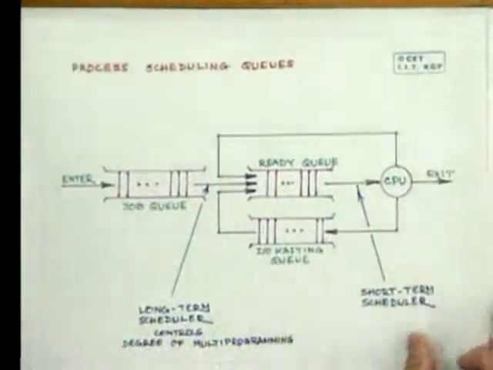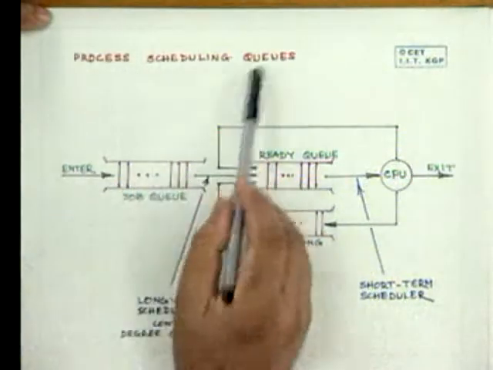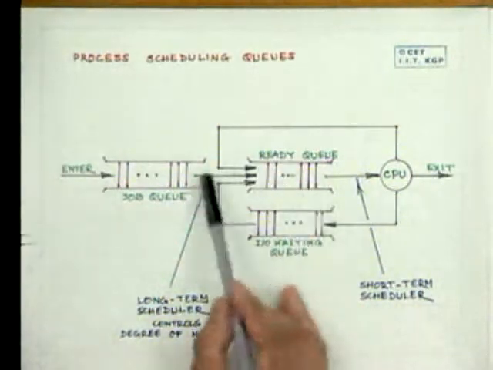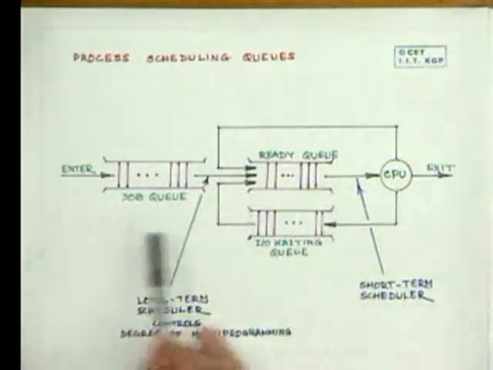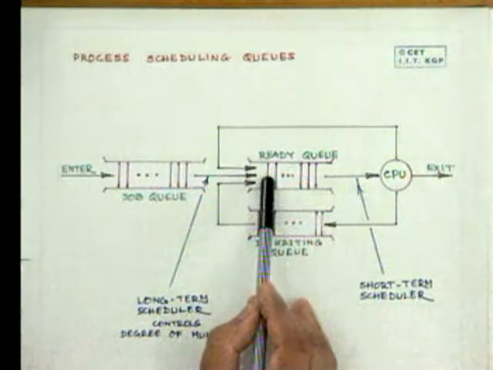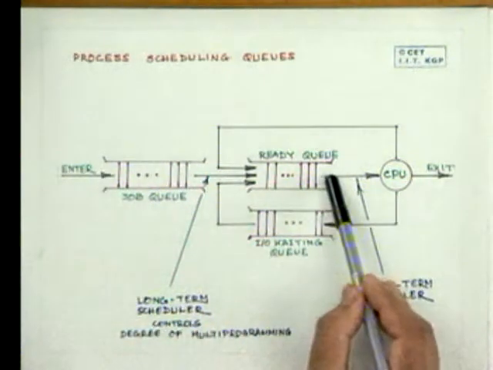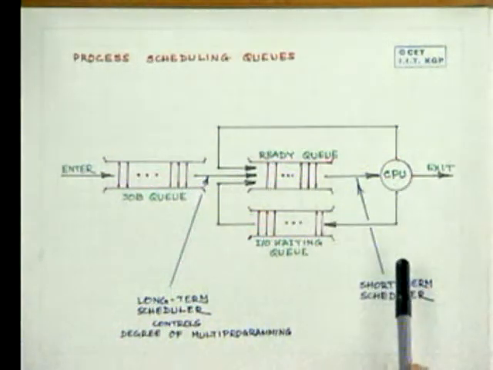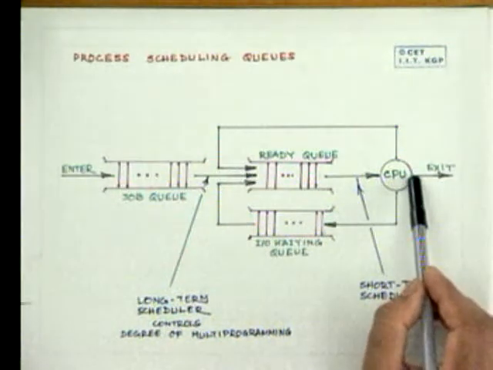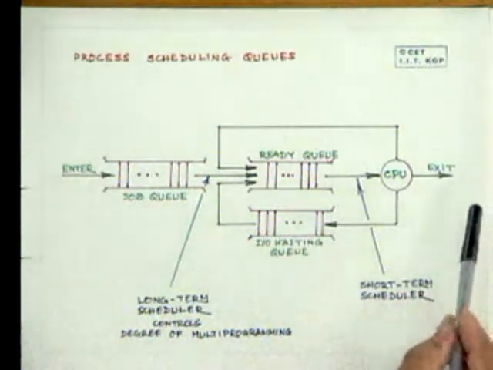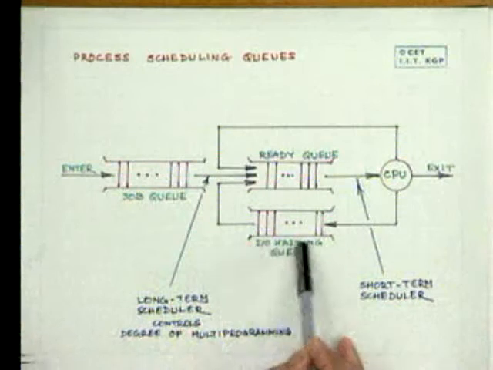Now, this gives a picture of the process scheduling queues, right? You see here a rather simplistic diagram. We have a ready queue where the ready processes are. From that ready queue, a short-term scheduler takes a process and puts it into the CPU. If the process is over, then it exits from the CPU, or if an IO request is made, it goes to the IO waiting queue.